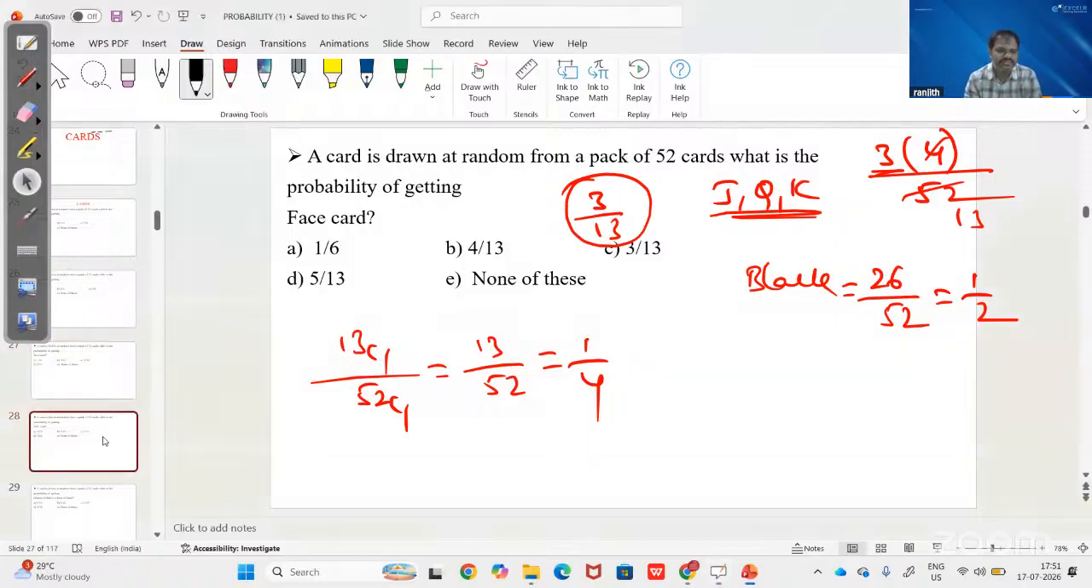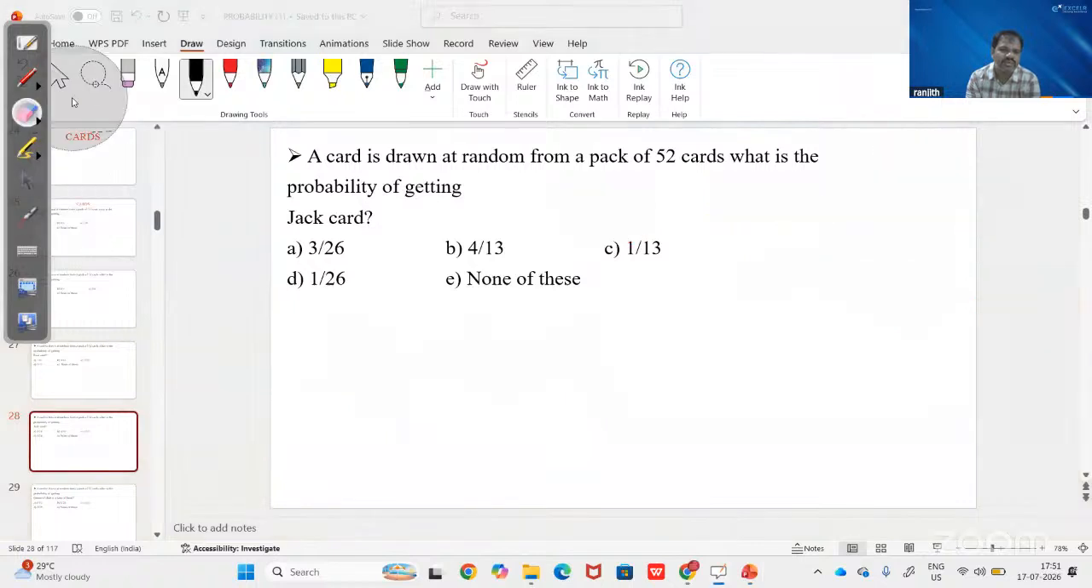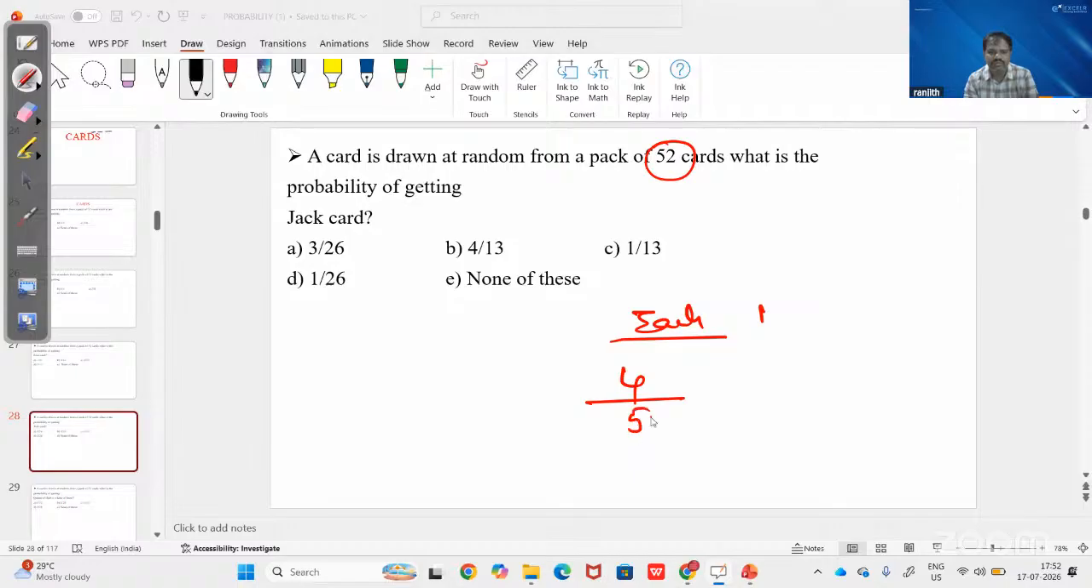Next. A card is drawn at random from a pack of 52 cards. What is the probability of getting a jack card? How many jack cards do we have in each set? Each set has only one. So in total we have 52 cards, and each set contains only one jack. So 4 sets will give 4 divided by 52, which is equal to 1 by 13.